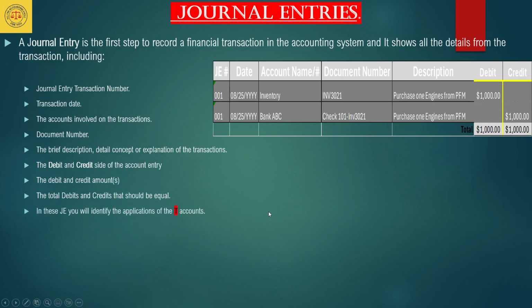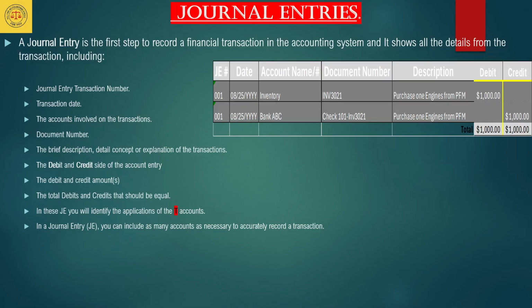So in this journal entry, you will identify the application of the T accounts. And I want just to point that one. Do you see this T here in highlighted yellow? This is the T account. Technically, this is the T account. Basically, it has two sides. Remember that we say the T account has a debit and credit. So this is the T. This line just separates the debits from the credits. And we are talking about right now everything about journal entries.